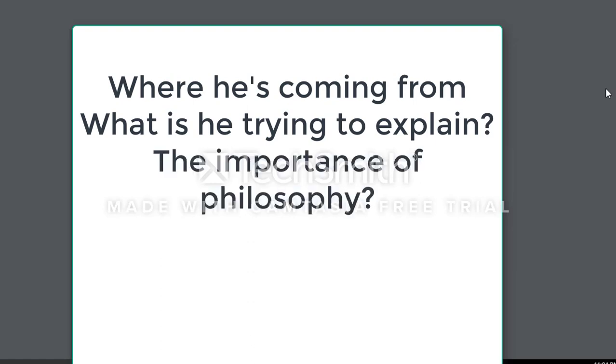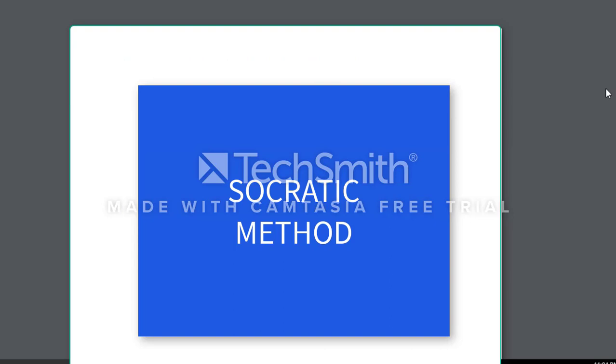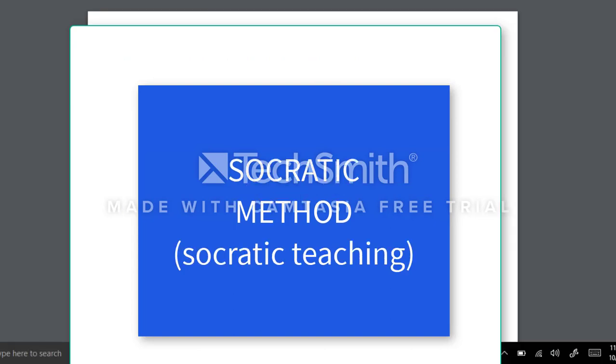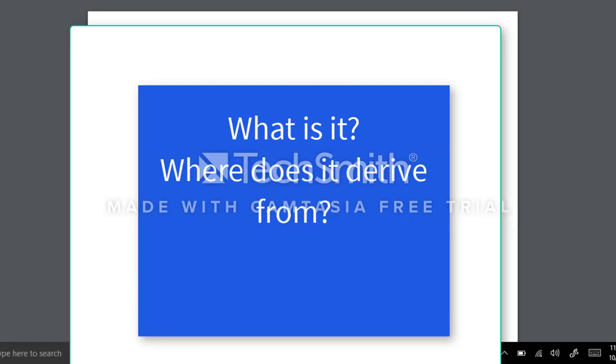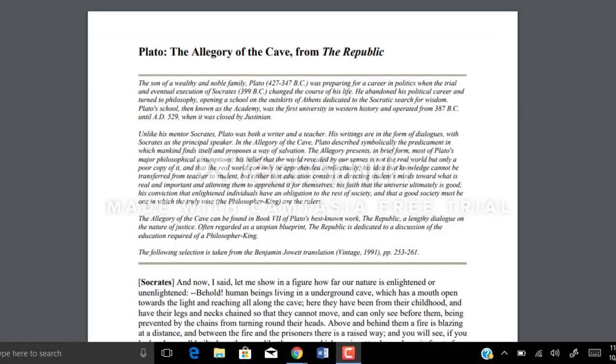And then third, it's kind of like our little subsection, or rather sub-teaching. It's about the Socratic method and the Socratic teaching. So what is it? Where does it derive from? Why is it important?